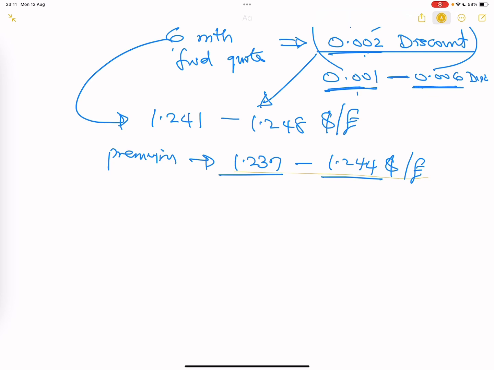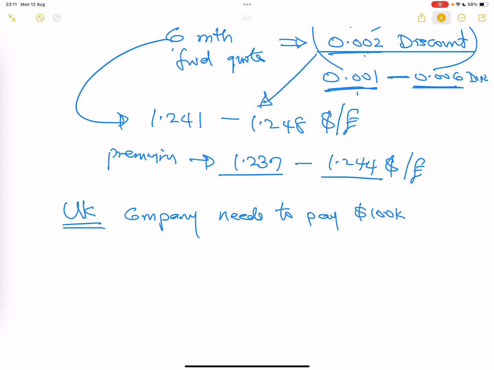Let's take, for instance, a UK company. Just trying to form this question for you, to warm you up. Let's say it needs to pay $100,000. It's a UK company, so its transactions should be in pounds. Now it has gotten involved in foreign currency. It needs to pay $100,000 and it needs to pay it now. So we're not talking of forward, nothing in the future. Let's just talk about now.